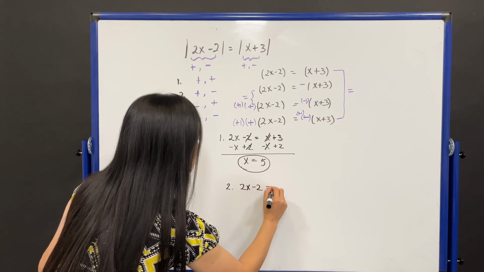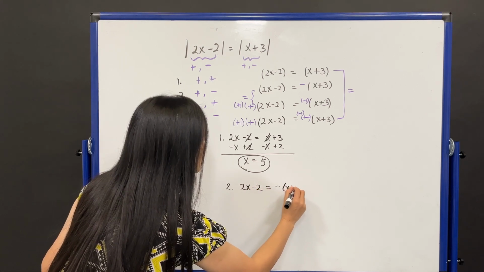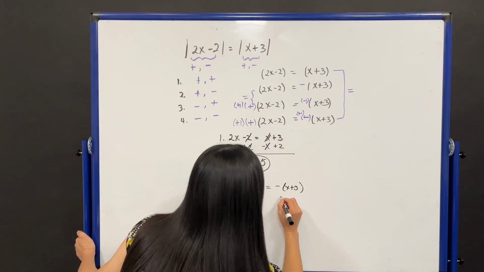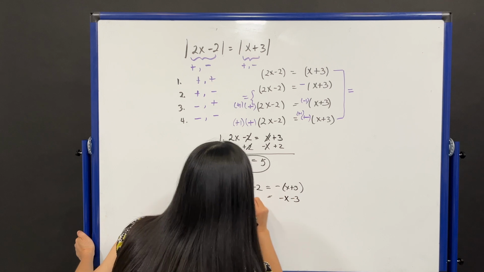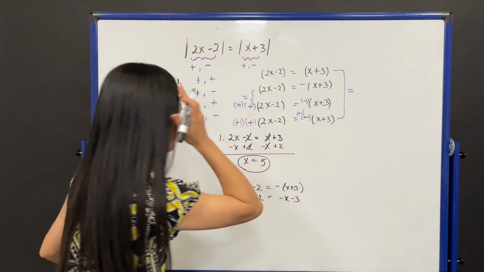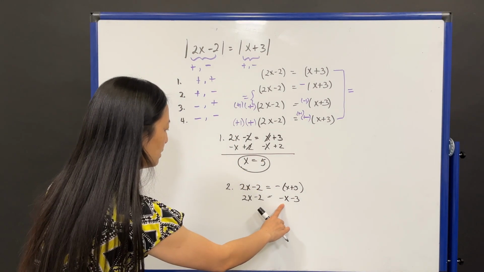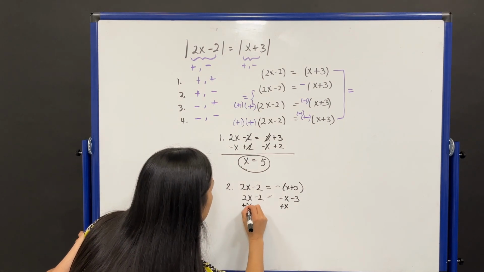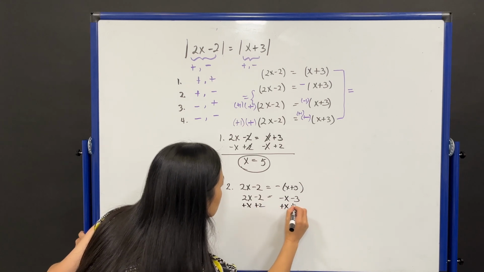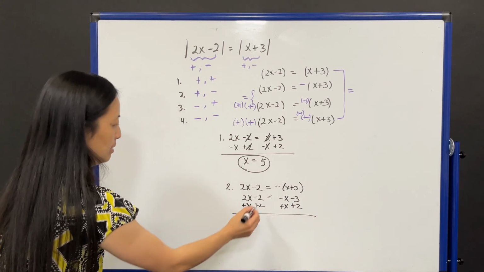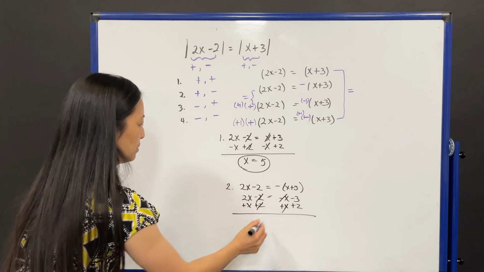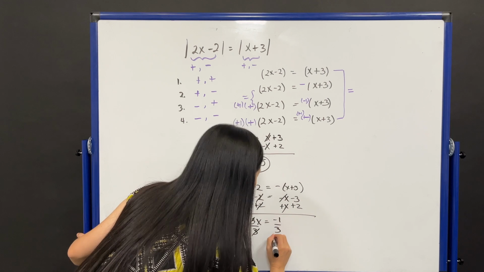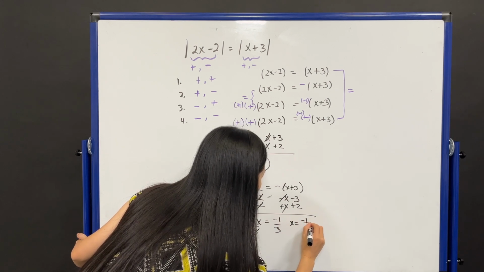Our second problem, 2x minus 2 is equal to negative x plus 3. We're going to distribute the negative sign to each of the terms. We get negative x minus 3 is equal to 2x minus 2. We're going to add x on both sides to get rid of the x and add 2 on both sides. The 2 will cancel, the x will cancel. Divide both sides by 3. And we get x is equal to negative 1/3.